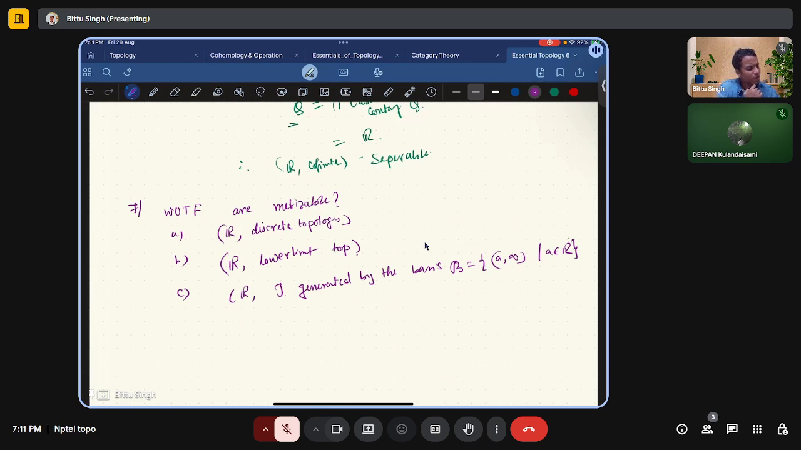In the previous class, I mistakenly said this is actually a topology, but this is not a topology. The problem is arbitrary union, that R, I have not written R. So if we include R along with these (a, infinity), then this is a topology. So that should be corrected. And option D, R with cofinite topology.